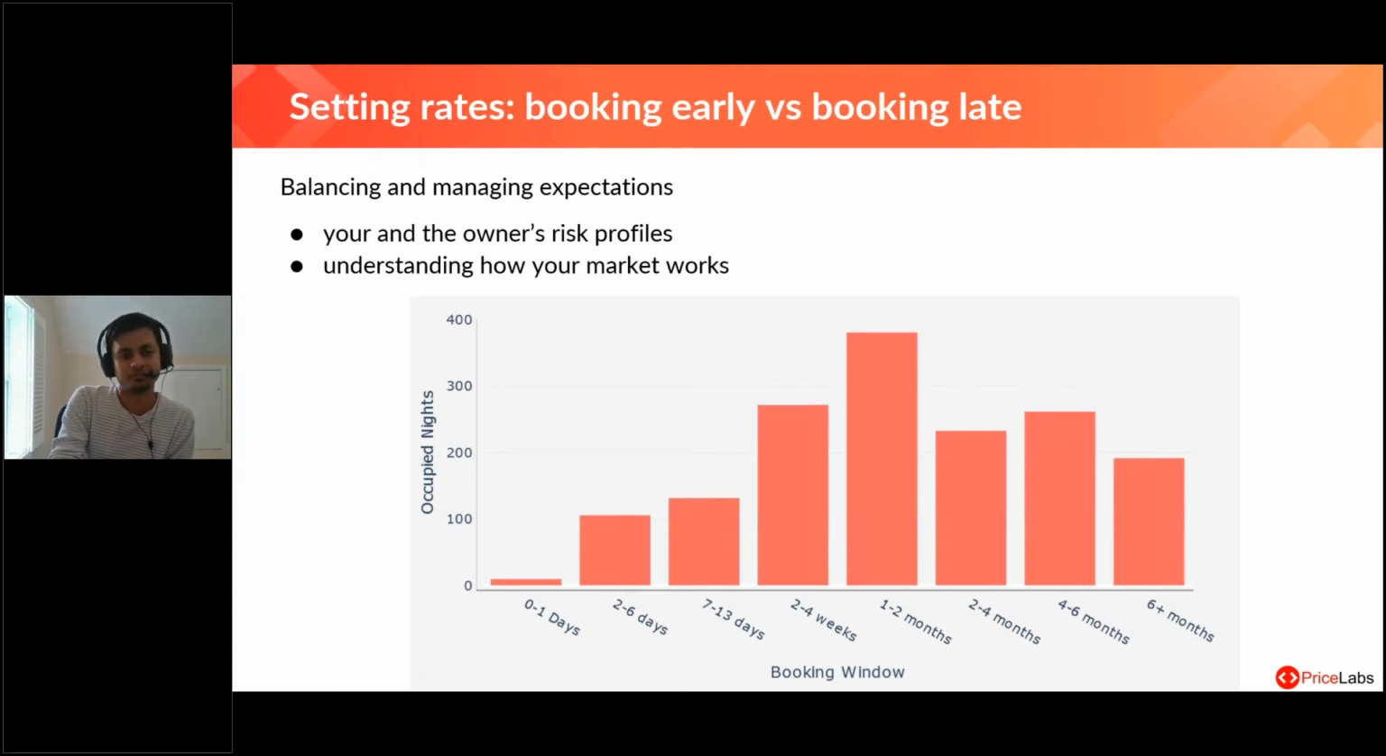You have to look at your owners' profiles and your own risk profile as well. Also, taking a lot of last minute bookings is sort of cumbersome for your operations. You suddenly don't know whether a check-in or check-out is going to happen, or how many of them are going to happen, till very last minute. So your own operations and risk profiles also matter a lot when doing any of this.